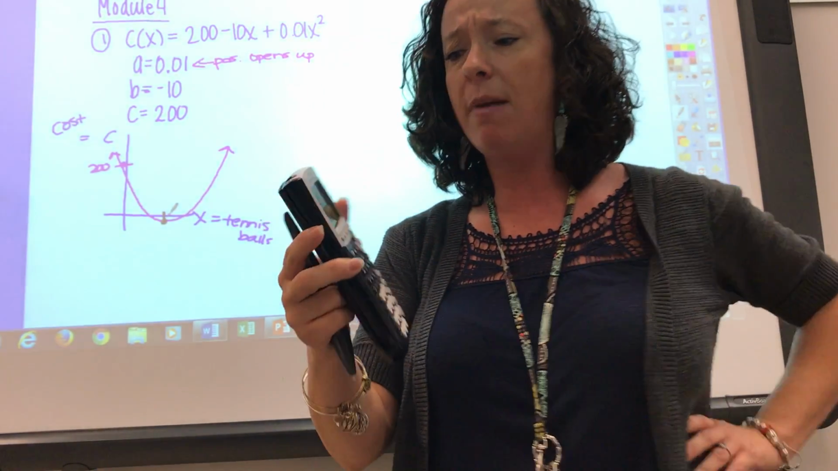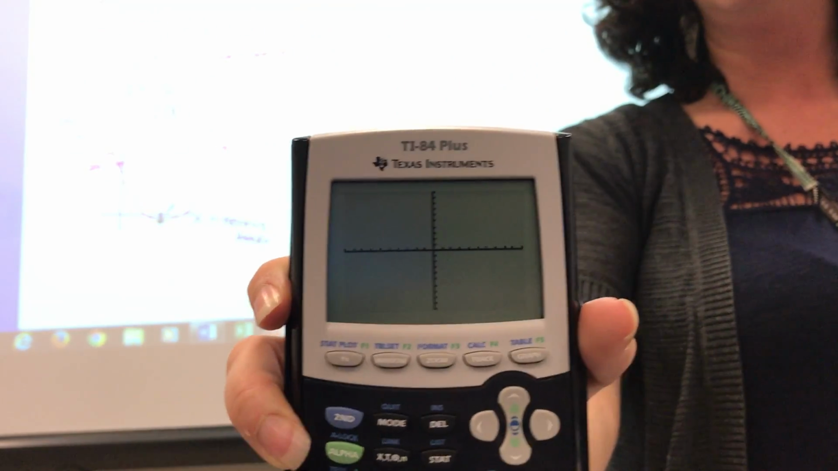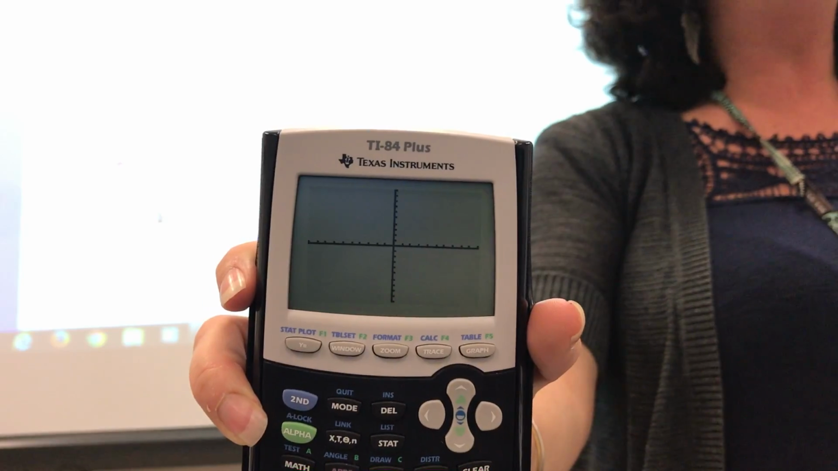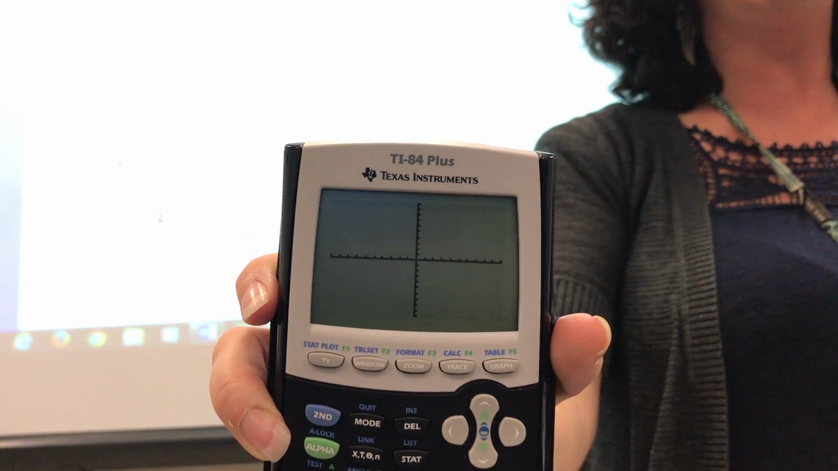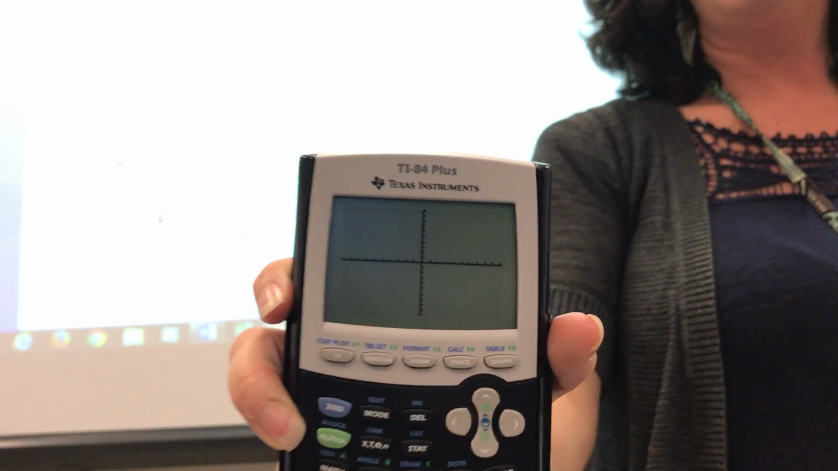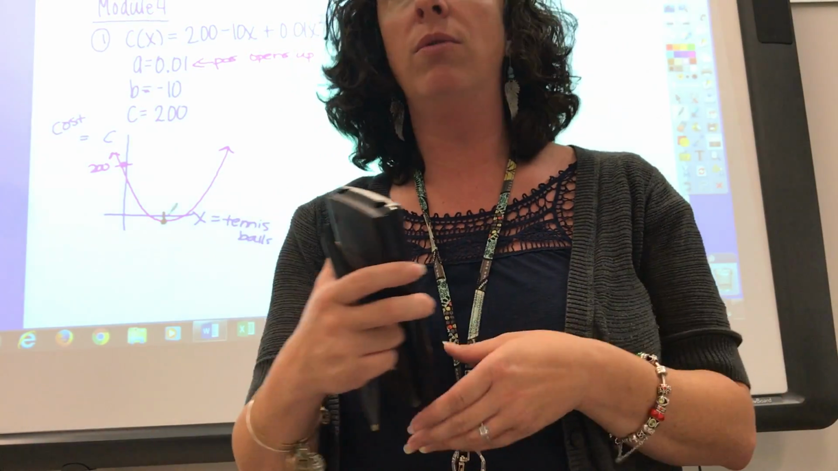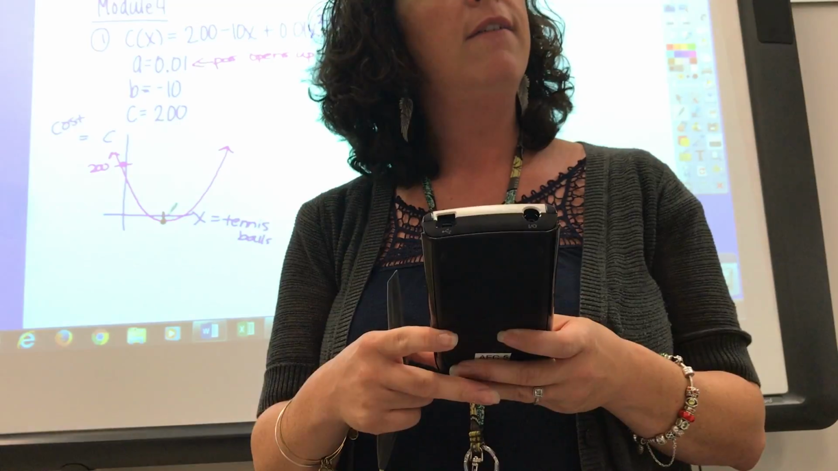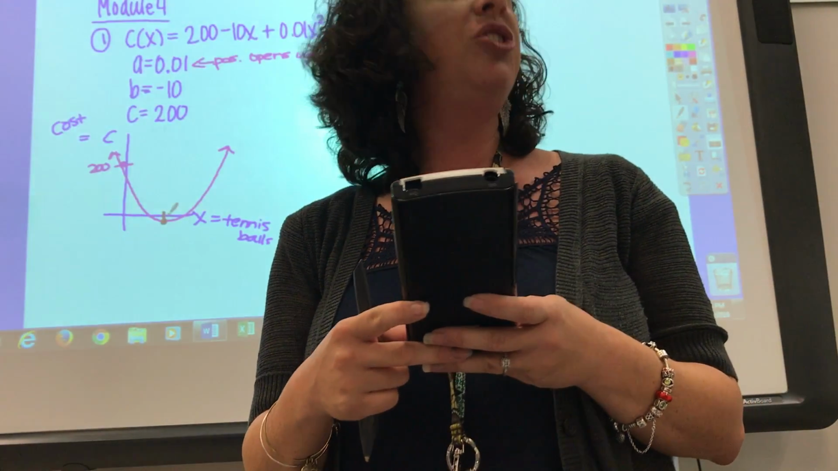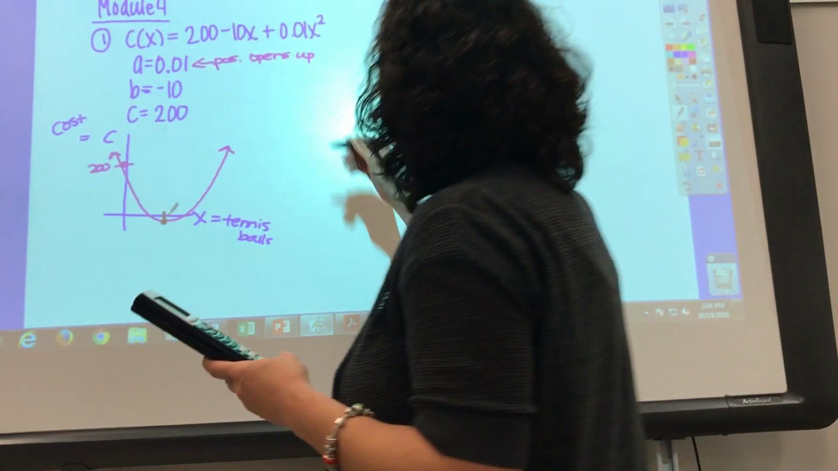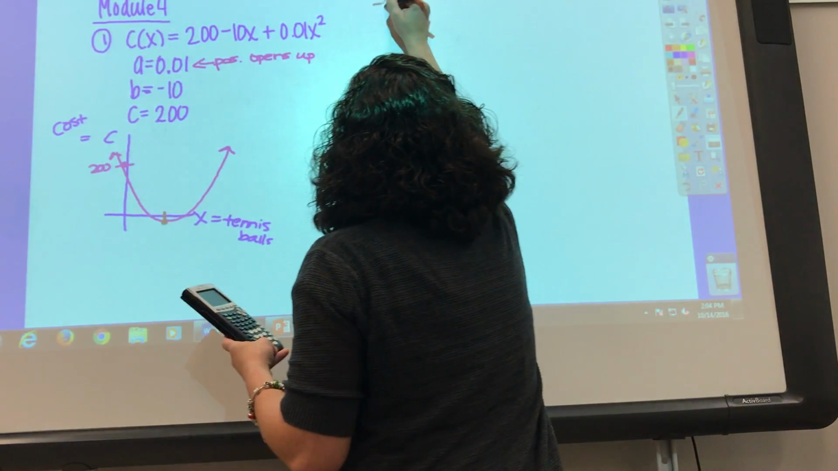When you hit zoom 6, you might think you're doing something wrong, because what happens? You don't see anything. So there's a couple ways you can handle this. The first way I taught you guys was what? Change your window. But what did I tell you today? What's something you can do? Zoom fit, which is zoom 0. That's what I'm talking about. So hit zoom 0.